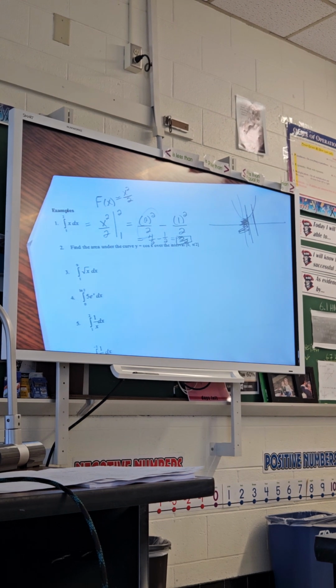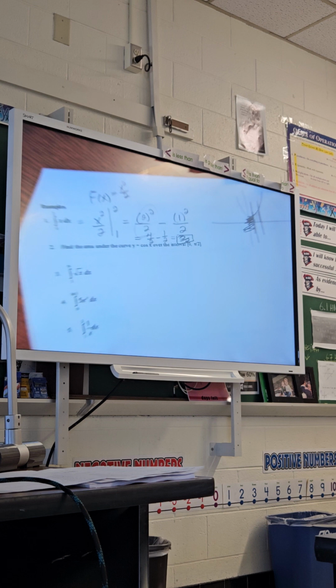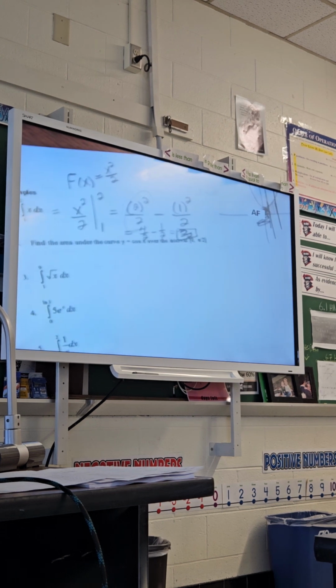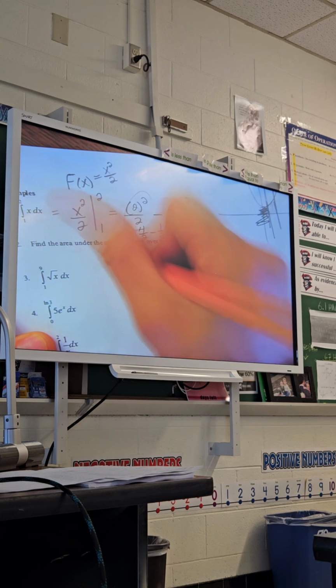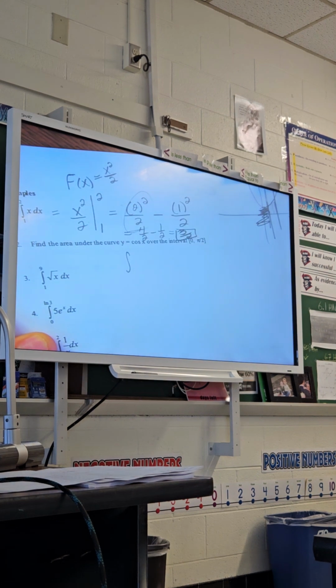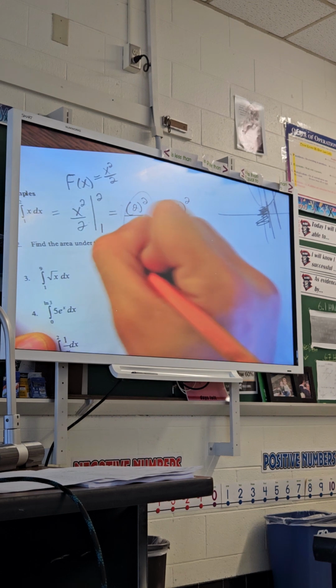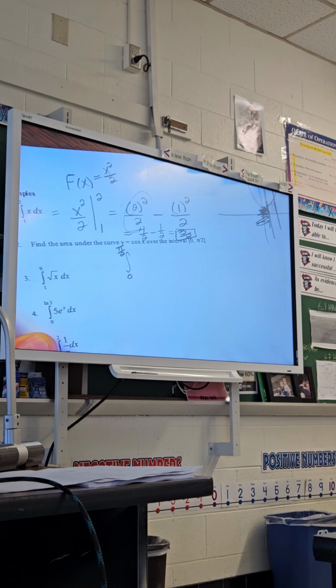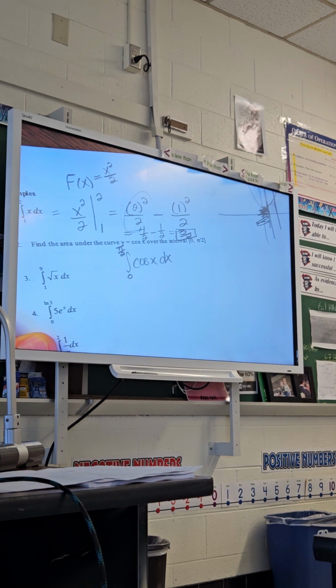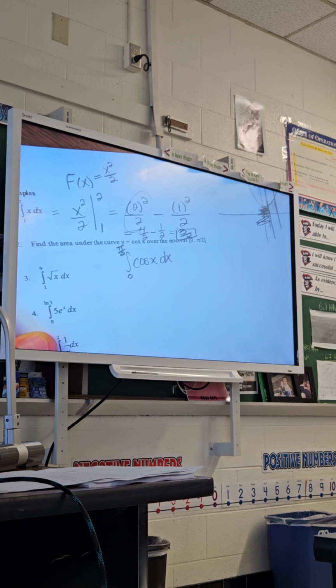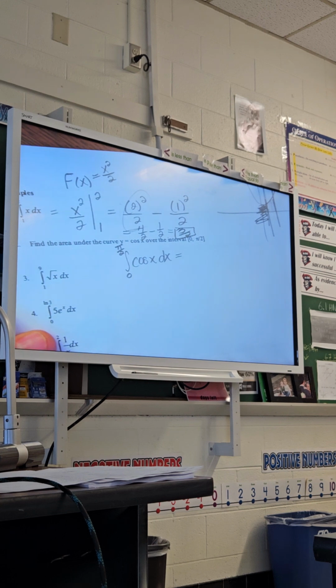Number 2, find the area under the curve. Y equals cosine x. It's telling us to take the antiderivative from 0 to pi over 2 of cosine x dx. We saw this years ago and we thought it would be something way crazier, didn't we? Come to find out the math is still really hard.